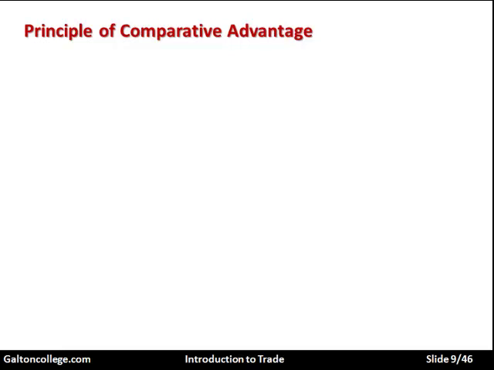Now the principle of comparative advantage underpins a lot of international trade. It's a very fundamental piece of reasoning, associated with a very famous economist back in the 1700s, David Ricardo. But we're not going to get involved in the technicalities of it here. We're just going to give a feeling for what the principle of comparative advantage is.